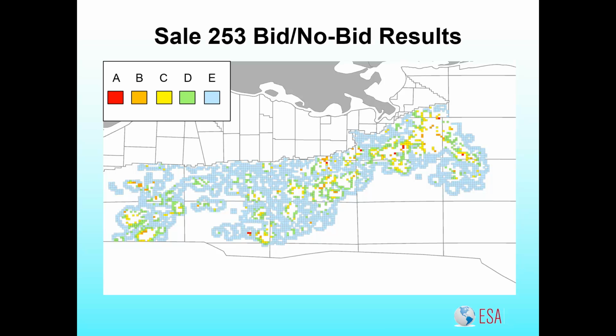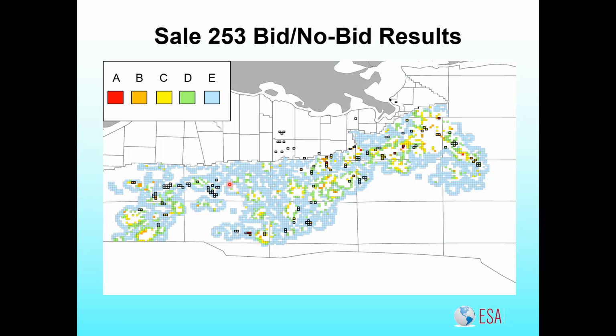So here's the result for bid or sale 253 again. You can see the reds. We can then put on the outline. The black outline is what actually received bid. And you can see this is not bad, pretty good. A lot of our reds, you can see this area, the reds and the orange did get bid on.